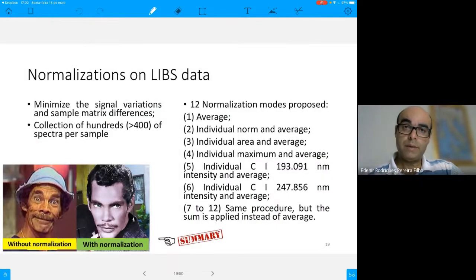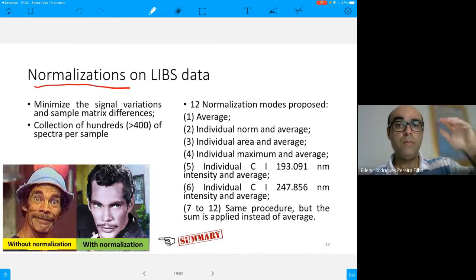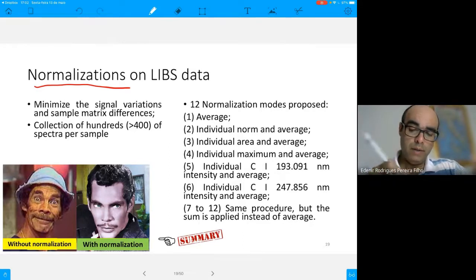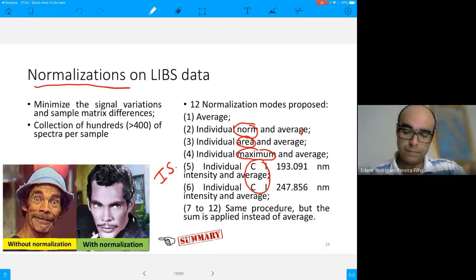One of the data processing steps that we can perform is normalization. In my research group, during the last 10 years, we developed several normalization procedures in order to minimize the laser pulse fluctuation and minimize the micro-heterogeneity of the sample. These normalizations are, for instance, normalization by the norm, by the area, by the maximum. And we are using also carbon as internal standard.